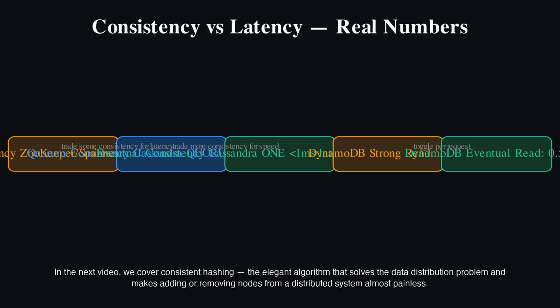In the next video, we cover consistent hashing, the elegant algorithm that solves the data distribution problem and makes adding or removing nodes from a distributed system almost painless.